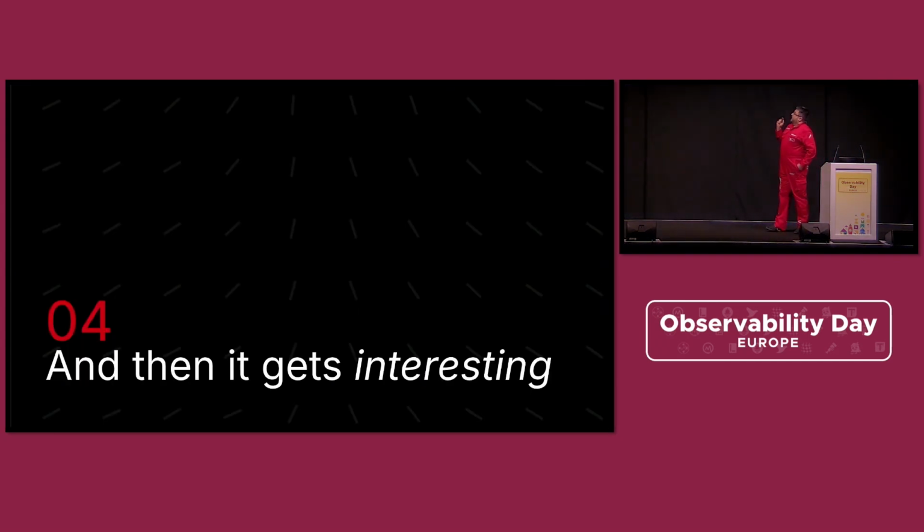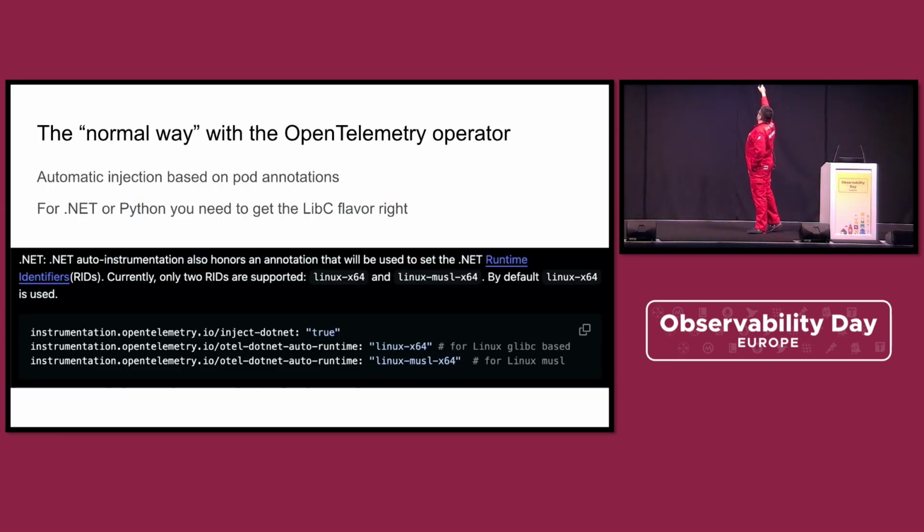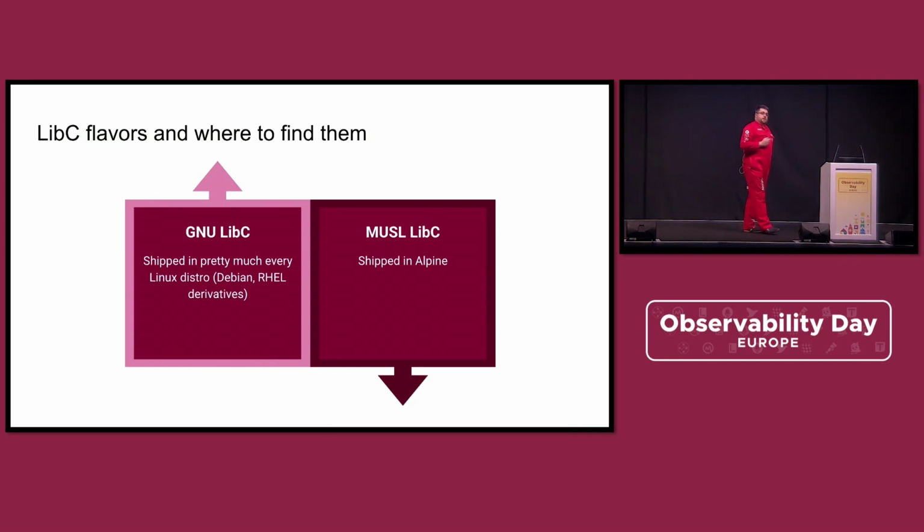Now, if you look here, we mentioned two things, Linux x64 and Linux musl x64. Raise your hands if you know what musl is. Good. Musl is one of the flavors of libc.